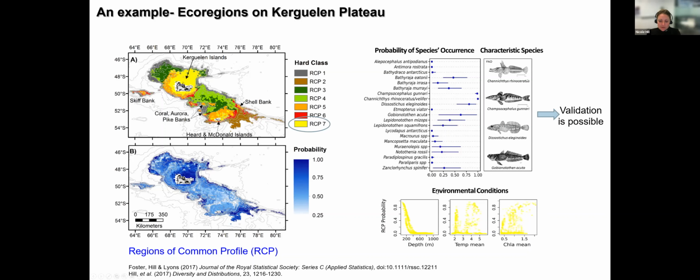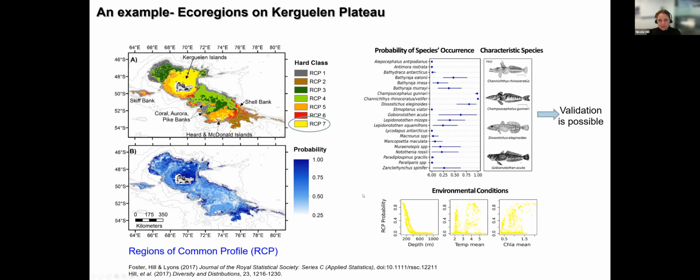The other thing that we can get directly from the model is an indication of what the environmental conditions are where these assemblages are found. In this case, the yellow assemblage is a shallow assemblage. It's more likely to be found in shallow waters. It doesn't have a particularly distinct temperature profile, but it's also more likely to be found in regions with higher primary productivity at the surface.